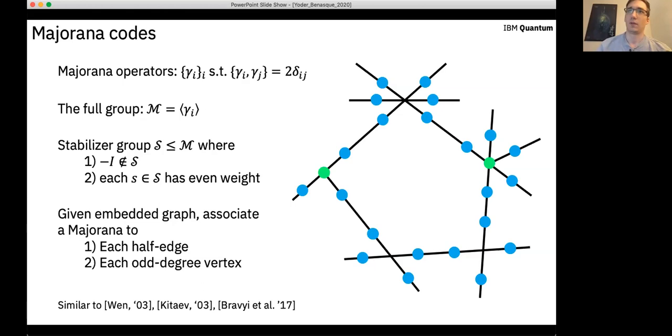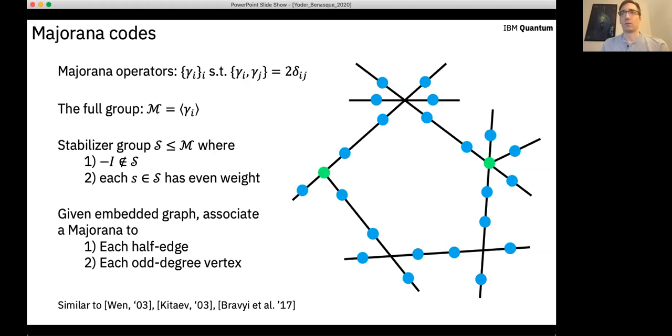So given an embedded graph, the way we'll define our code is that we'll assign a Majorana to each half edge, and we'll also assign a Majorana to each odd degree vertex. And this is very reminiscent of how some of these models are solved by, for instance, Wen and Kitaev. And this is also what Bravyi, Englbrecht, König, and Peard do to simulate their surface codes with coherent errors. So this is really a generalization of that to arbitrary graphs.